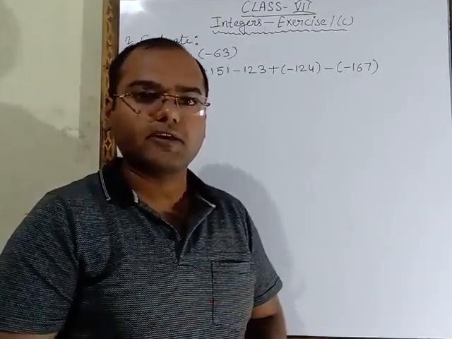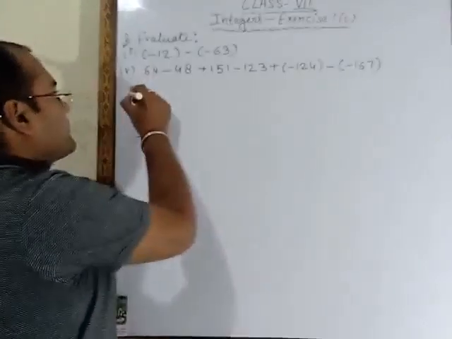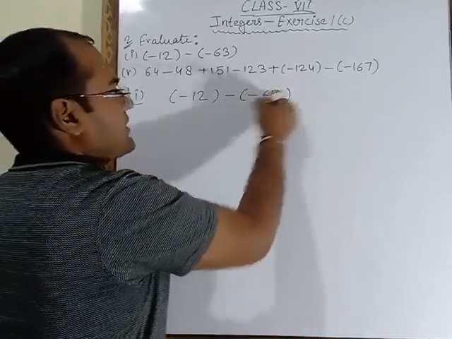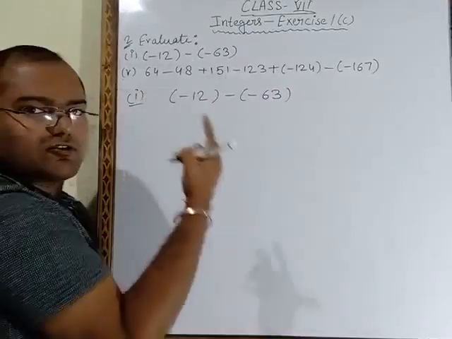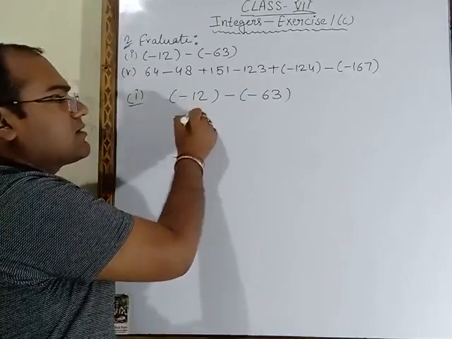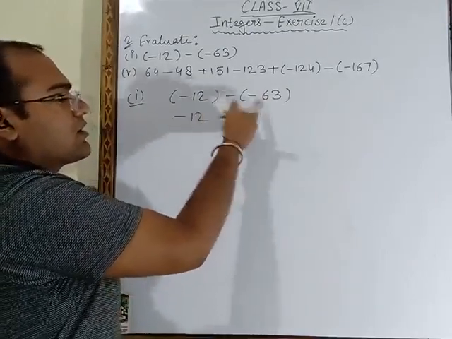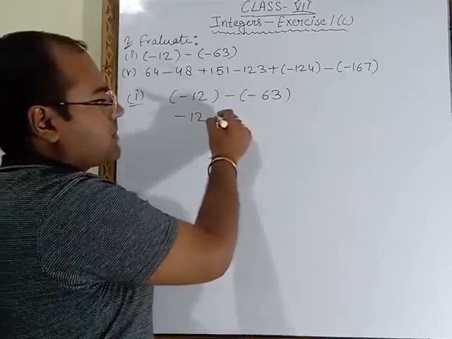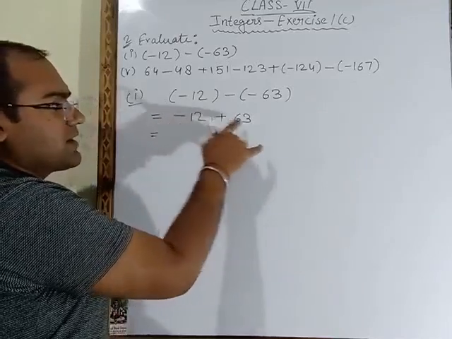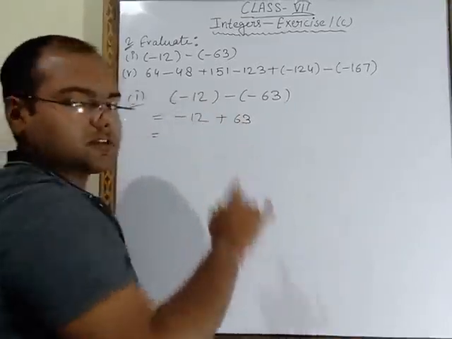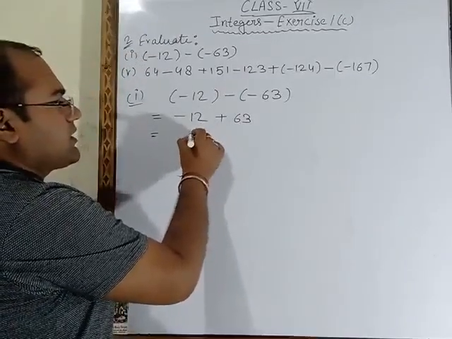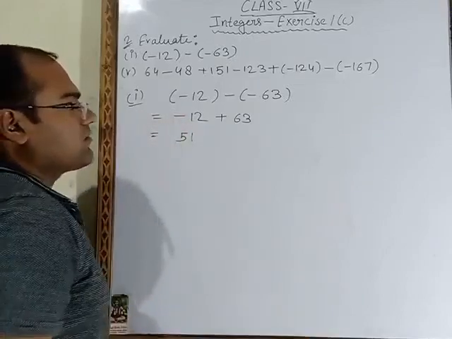Now see question number 2, first part. Minus 12 minus 63 is given. Here outside this bracket no sign is there. That's why what sign will be there? Plus sign. And plus and minus will be minus 12. Now come to this side. Minus and minus will become plus 63. Now the next step: this number has a minus sign, this number has a plus sign. Minus plus minus. So what will we do? We will subtract these two numbers. On subtracting we will get 51.